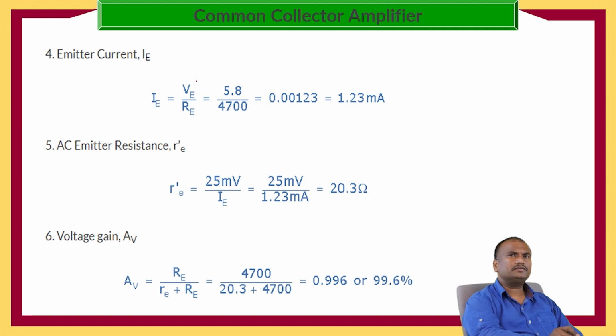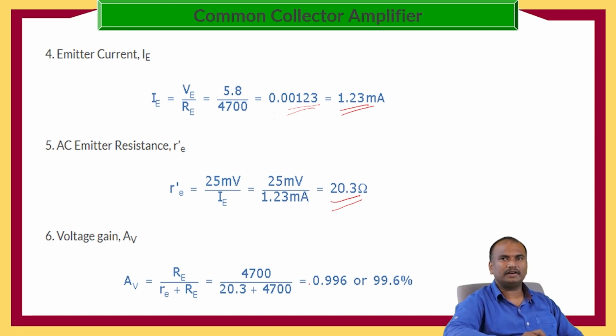Emitter current is equal to VE by RE, that is 5.8 by 4700, that is 0.00123, that is 1.23 milliamperes. And the AC emitter resistance re dash is equal to 25 millivolts by IE, that is 25 millivolts by 1.23 milliamperes, that is 20.3 ohms.